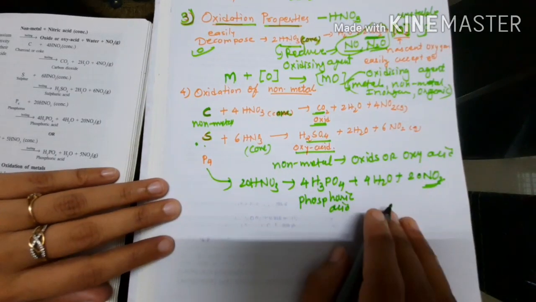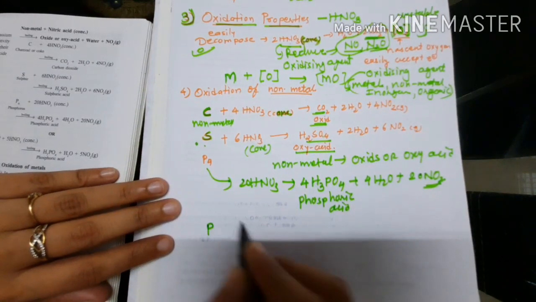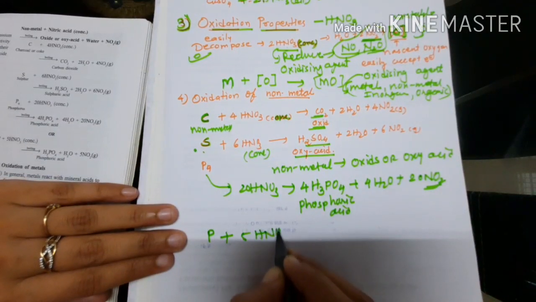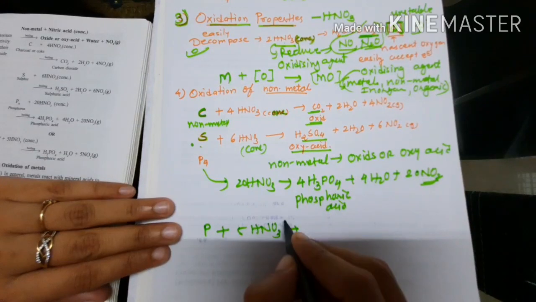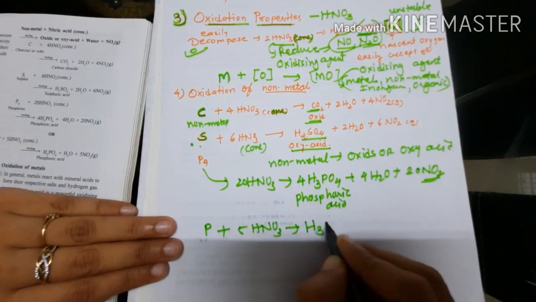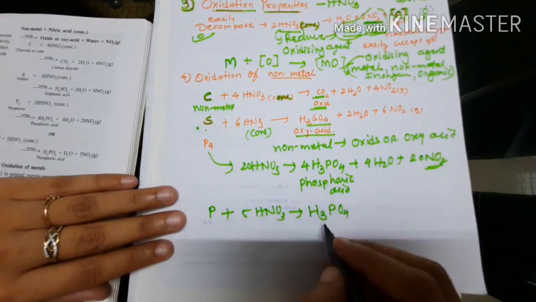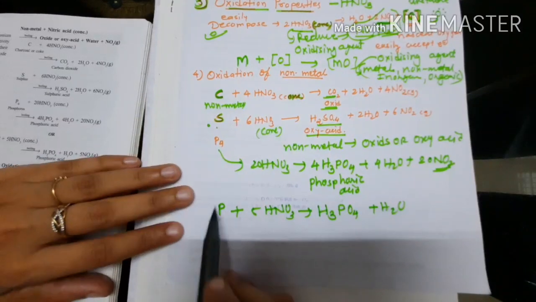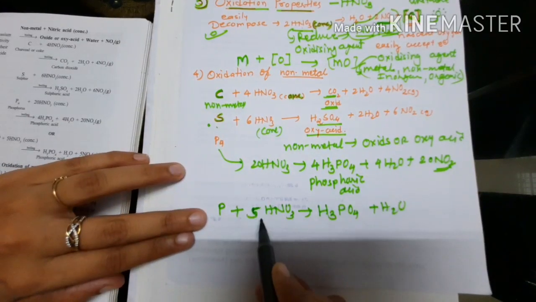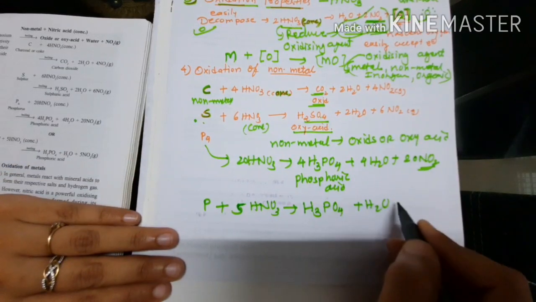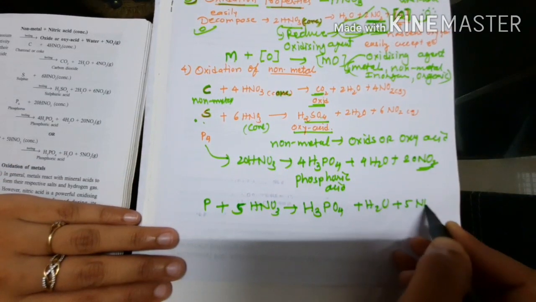Okay, so is this reaction possible? If we take phosphorus, not P4, only P, with concentrated HNO3 and boil this solution, it converts into phosphoric acid, and it will also produce H2O. If we take a smaller amount of phosphorus, we require a much smaller amount of nitric acid, and then a smaller amount of phosphoric acid will be produced, and NO2 gas.